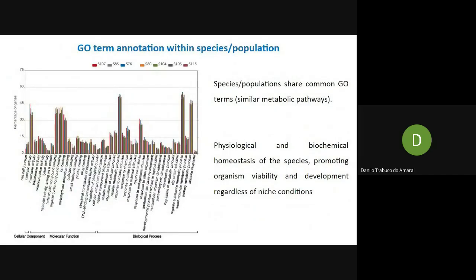When we annotated these genes and performed transcriptional analysis, we observed that most of the species and populations share common GO terms. That means that they display similar metabolic pathways. In this case, probably all these common genes are important for the physiological and biochemical homeostasis of this group of species and populations, and promote the viability of these organisms in the current niche condition.